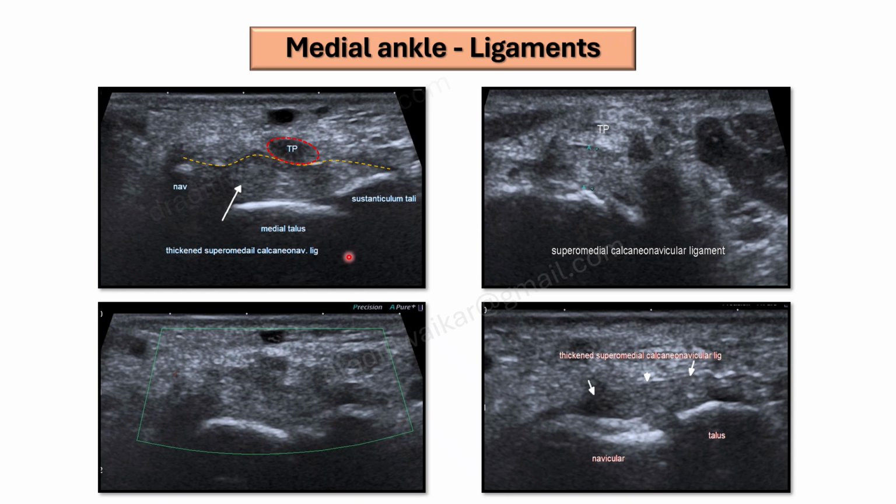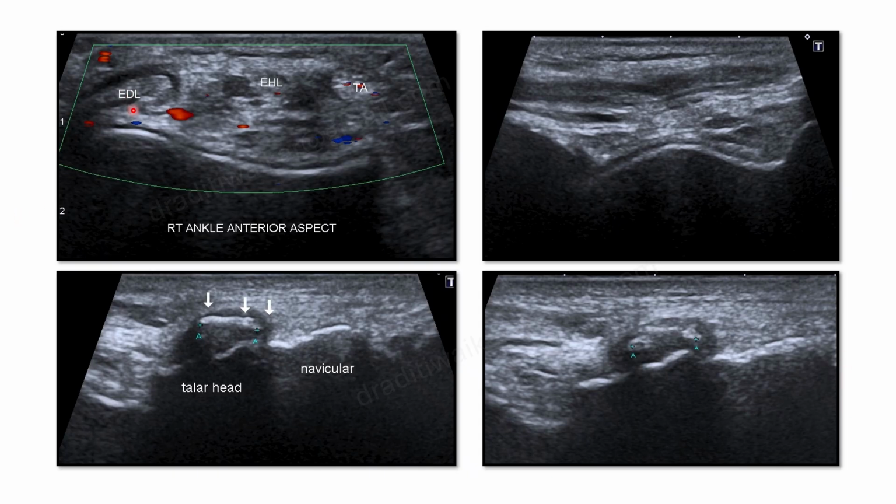Now, in addition to the tibialis posterior tendon, the calcaneonavicular or spring ligament is an important stabilizer of the medial arch of the foot. So the superomedial calcaneonavicular ligament was significantly thickened, hypoechoic, also heterogeneous, suggestive of moderate grade, at least grade 2 sprain. So this explains why the patient had pes planus deformity. Other structures, anterior compartment tendons, and anterior recess of tibiotalar joint were normal.